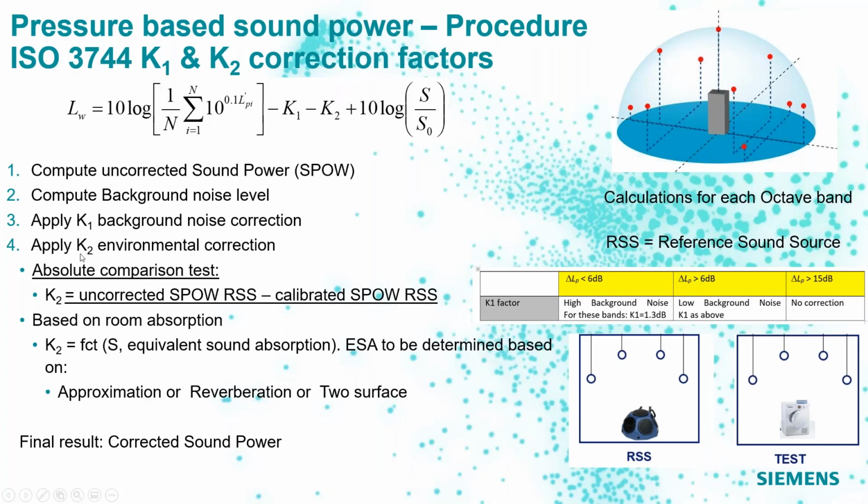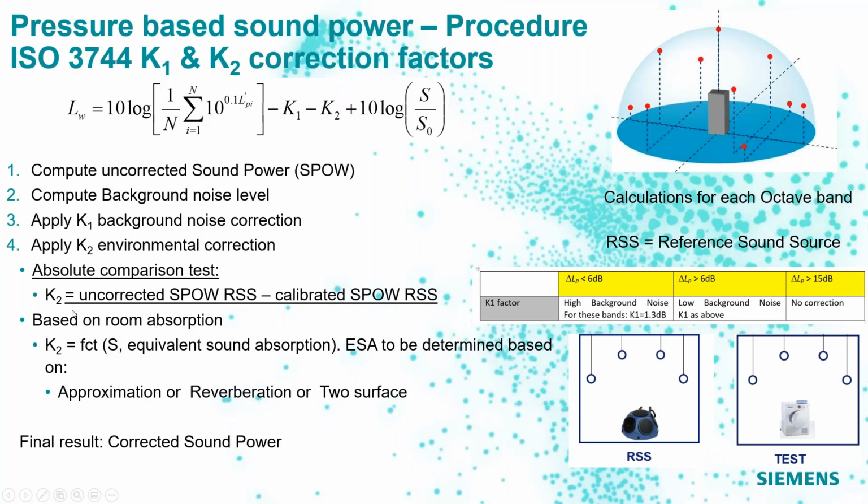For the K2 correction factor, you use a reference sound source in the same environment and do the measurement with that. You compare the sound power you measure from that with its calibrated sound power, which is coming from the manufacturer. They would give you the calibration sheet which has a sound power also. You find the difference between what you measure in the test environment using the reference sound source and the calibrated sound power from the manufacturer of that reference sound source. You find the difference and then apply the correction factor based on that.